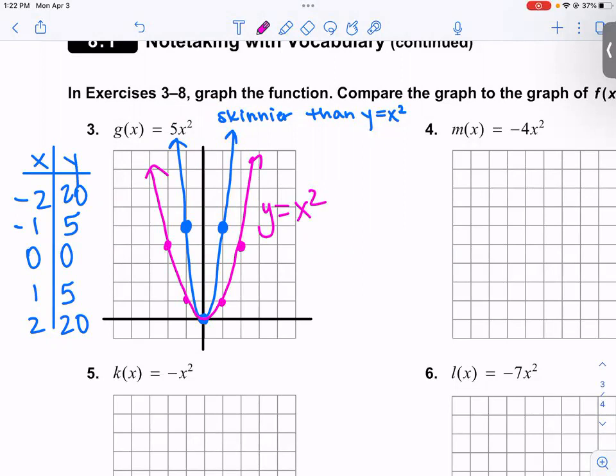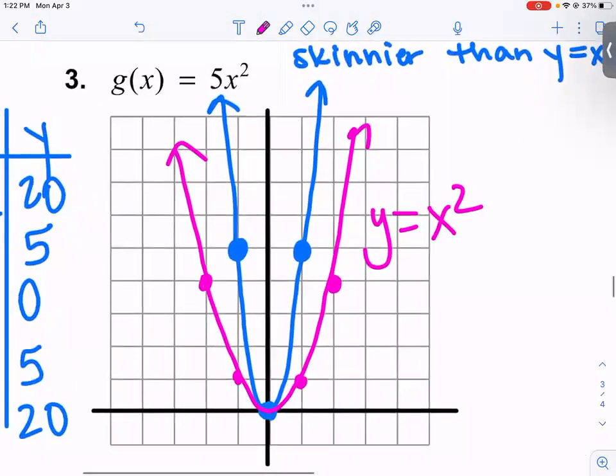Okay, so notice how at 1, we stretch from the point (1,1) to the point (1,5). Do you think there's a correlation there? You don't think that (1,1) to (1,5) has any significance? Okay. Fine.